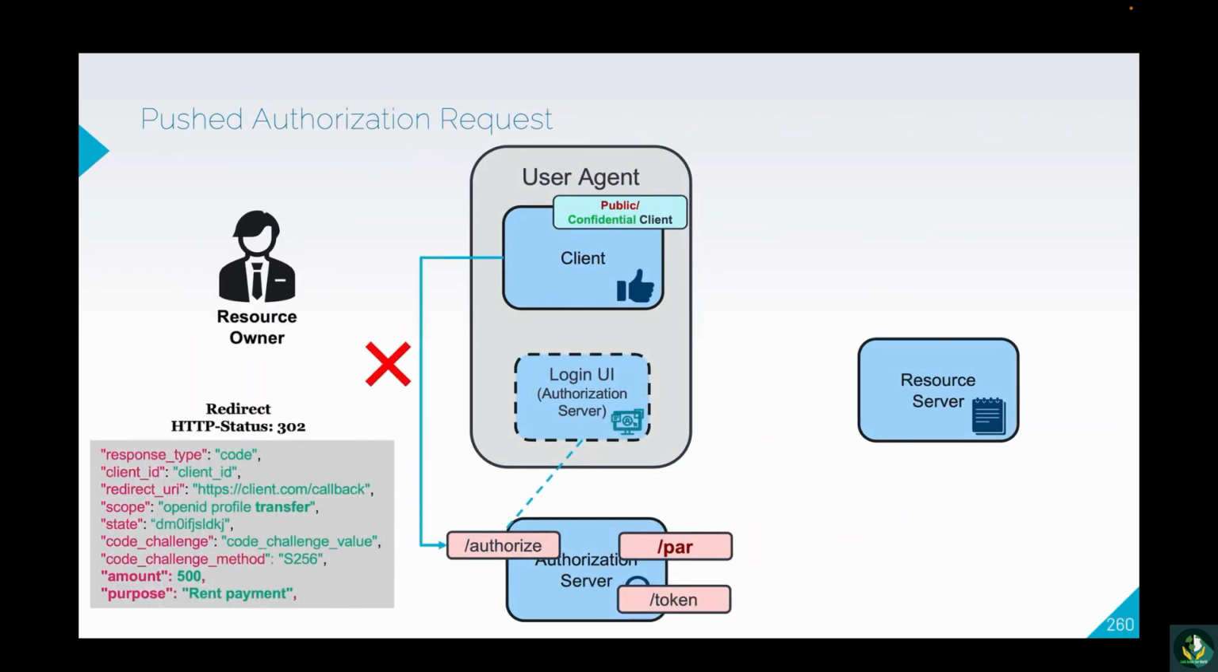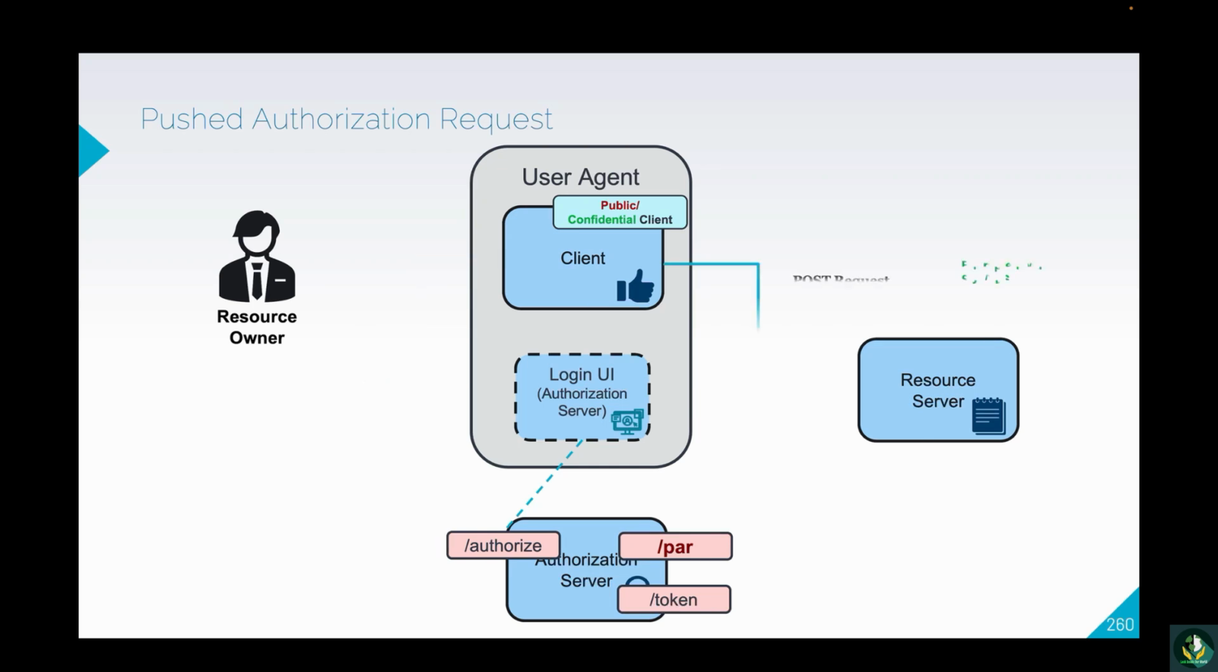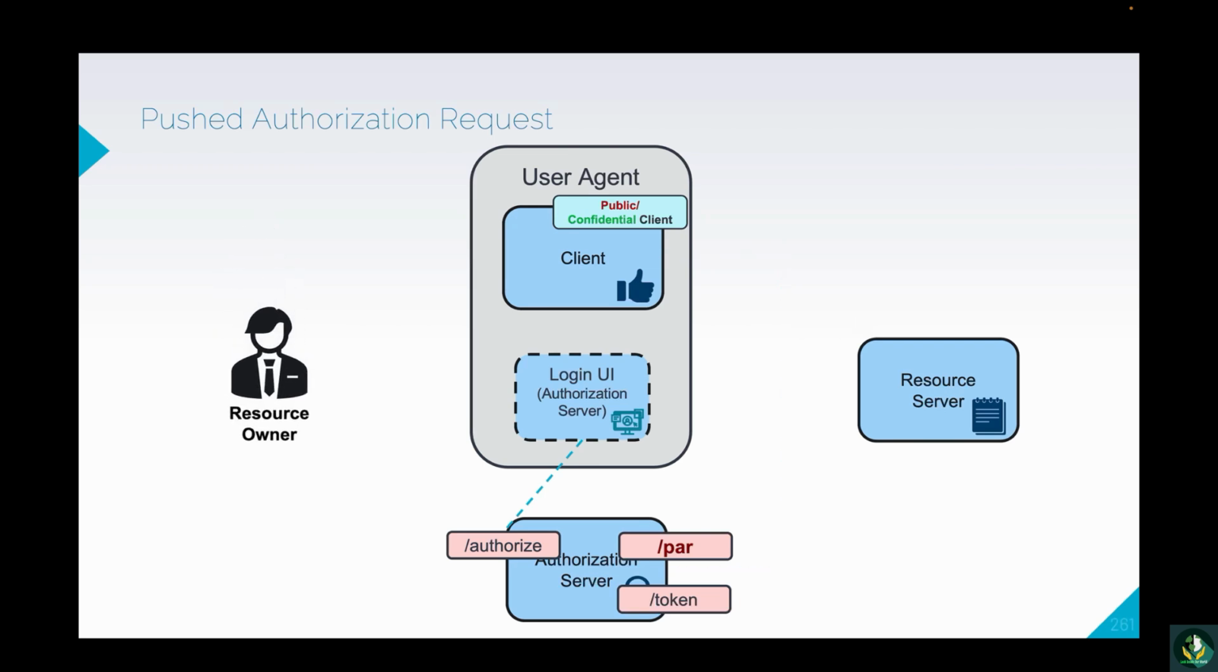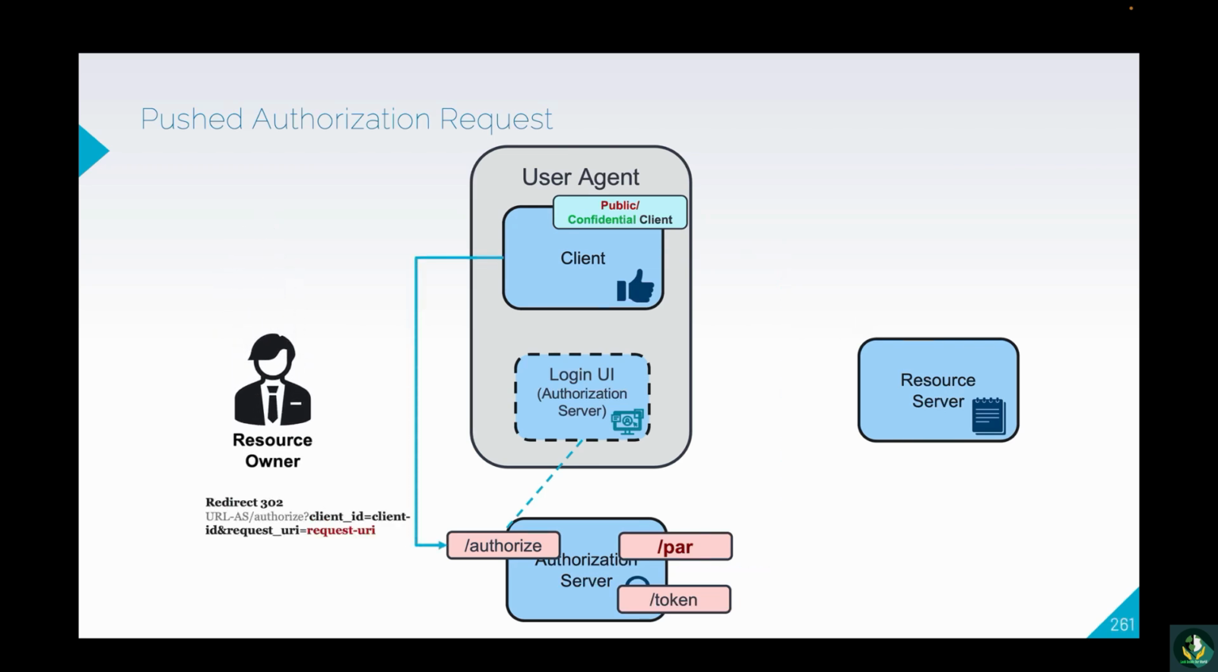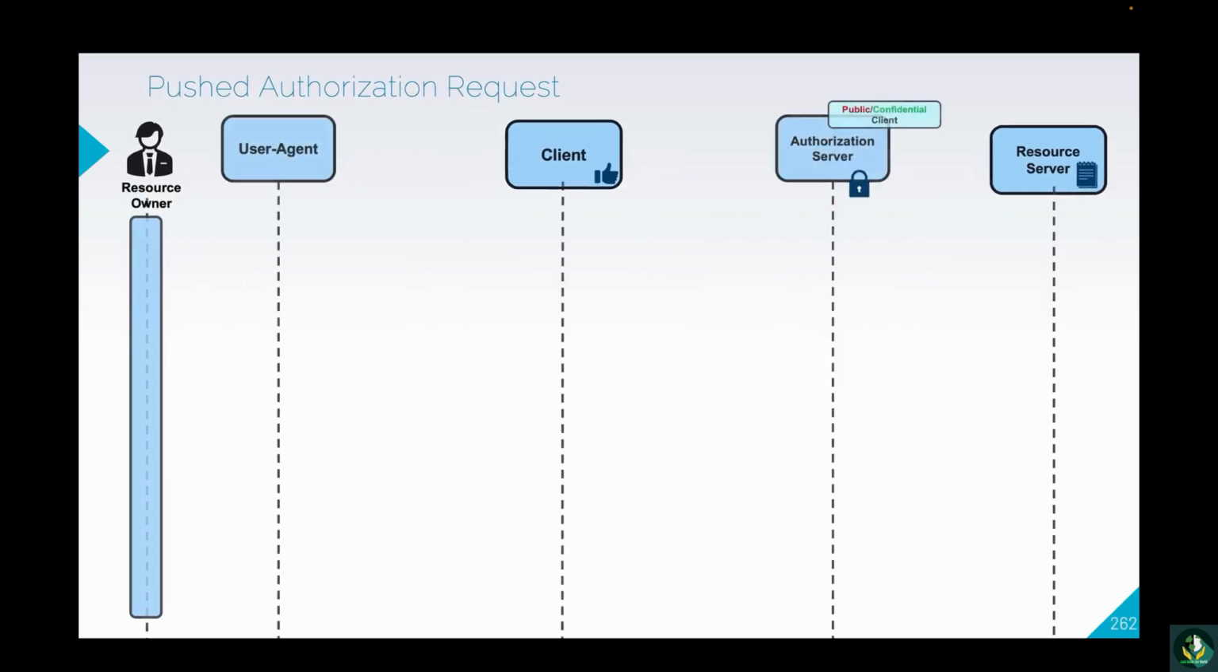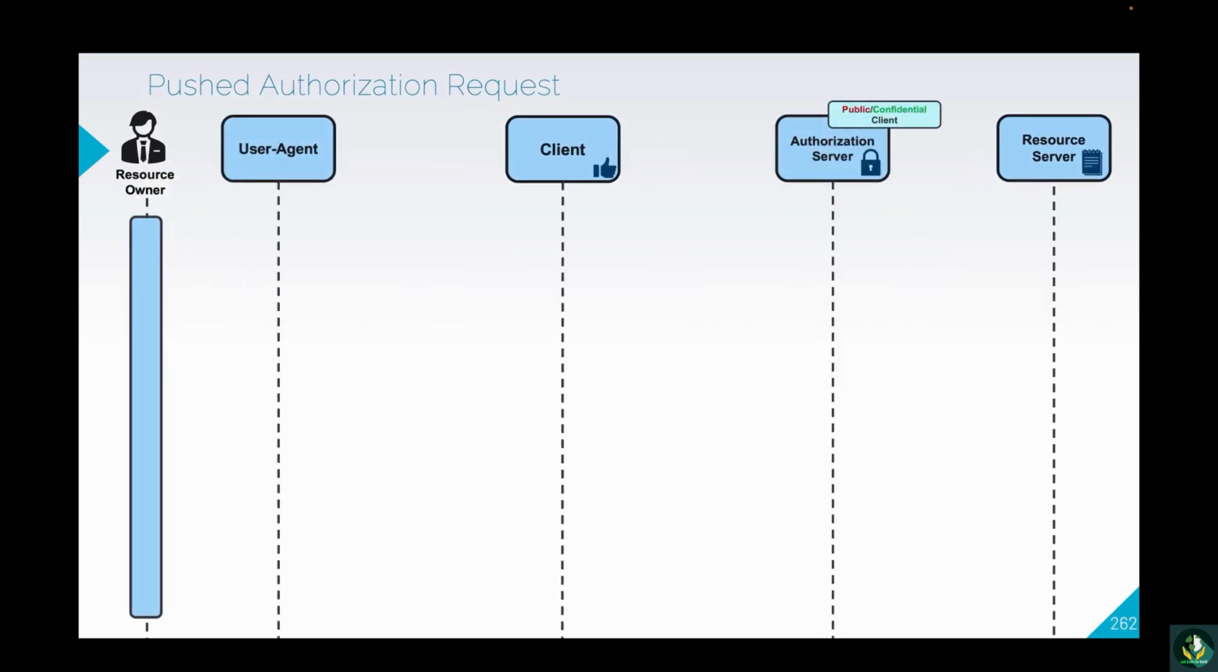Instead of sending sensitive authorization parameters in the redirect request, PAR improves security by sending these parameters directly to the authorization server via a secure POST request. Ideally, this communication is encrypted using SSL/TLS. The authorization server stores the parameters and returns a reference or request URI back to the client. The client then redirects the resource owner to the authorization server using this reference in the query parameters.